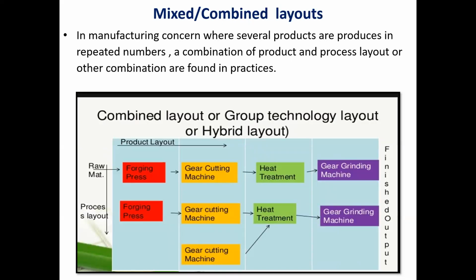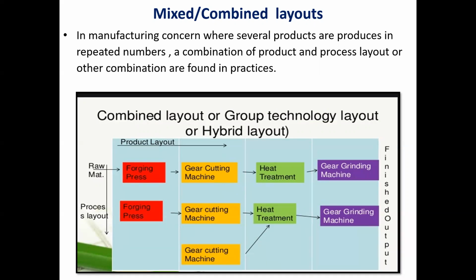Then there is the mixed or combined layout. Product layout is there and process layout is also there. Forging is an operation, heat treatment is an operation, gear cutting is an operation, grinding is an operation. But how the raw material is processed in a particular sequence and then finishes as a finished product is also shown. That is called product layout. Left to right: forging, gear cutting, heat treatment and gear grinding. The final thing is the product and the first thing is the raw material. So here both the product and the process are mentioned, and that is why it is called mixed or combined layout.